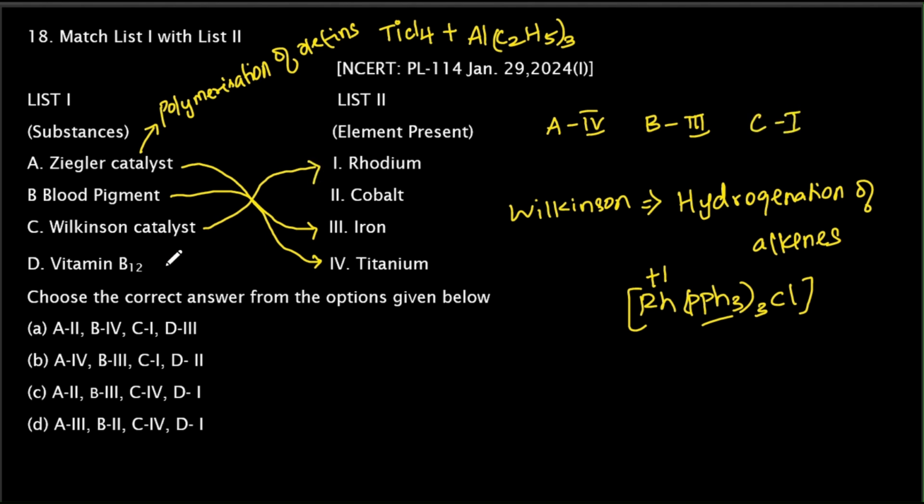Then vitamin B12 is a coordination compound of cobalt. So for D it is 2. So the correct answer for A4 has to come. So the only option in which A4 is there is option B. So the correct option is option B.